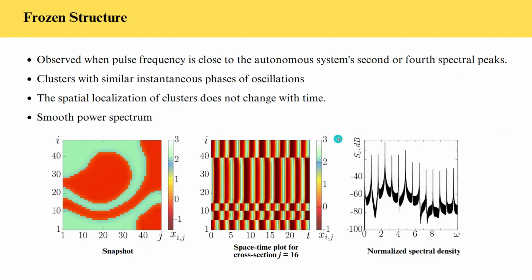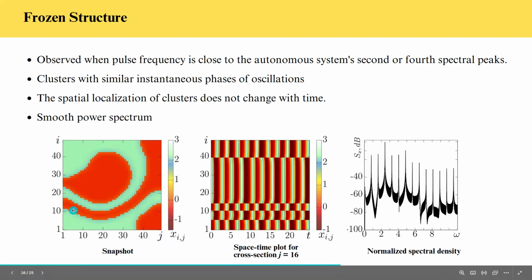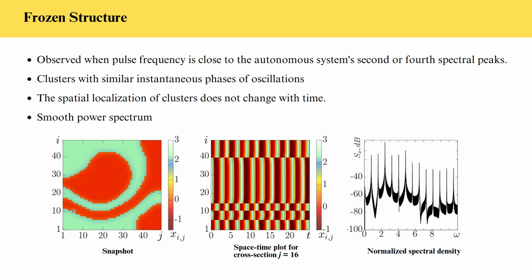Frozen structures occur when the pulse frequency aligns closely with the second or fourth spectral peaks of the autonomous network. This is a snapshot of the regime. In this regime, the network forms stationary clusters where nodes within a cluster oscillate with similar phases. We can see there are two colors, the green and the red, so basically they are the two clusters, and the nodes within the clusters are oscillating.